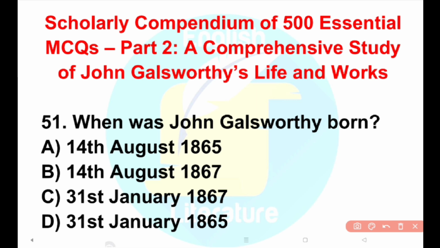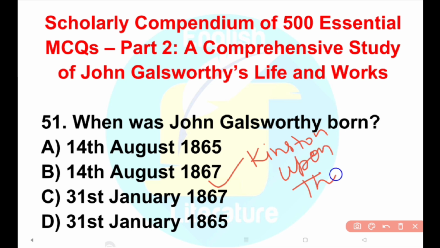When was John Galsworthy born? Option B, 14th August 1867. John Galsworthy was born 14th August 1867 in Kingston upon Thames, Surrey, England. This is the historical verified date widely accepted in literary studies.